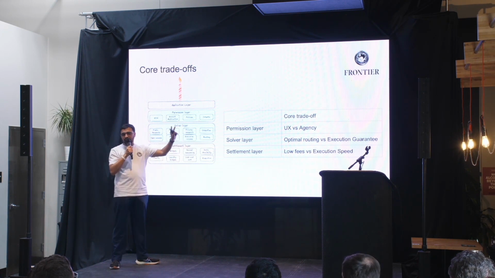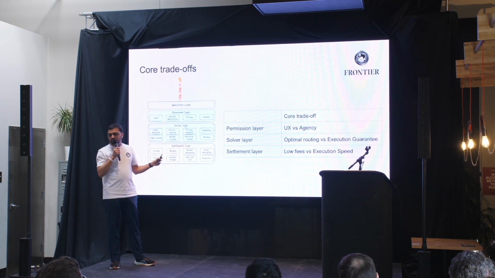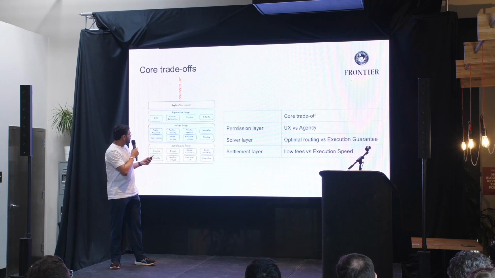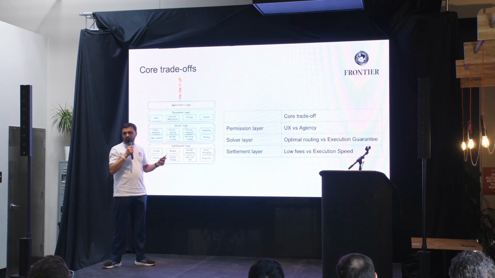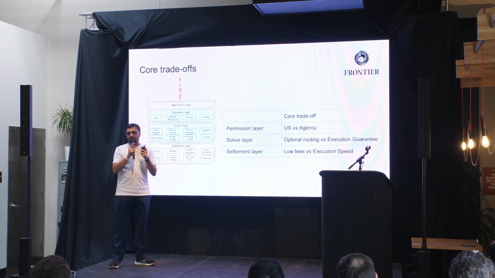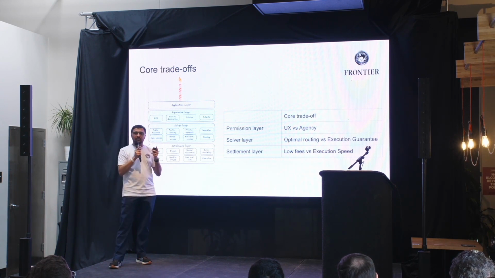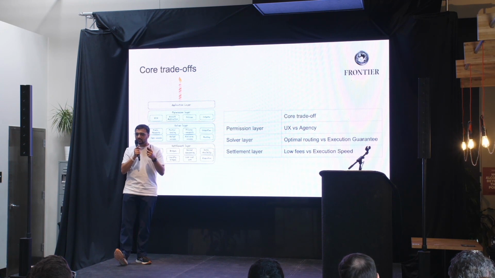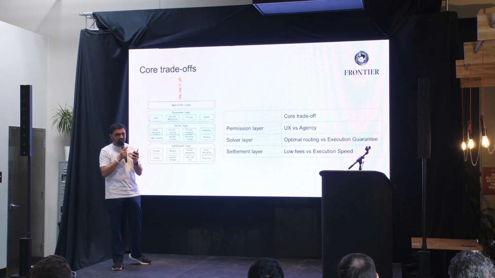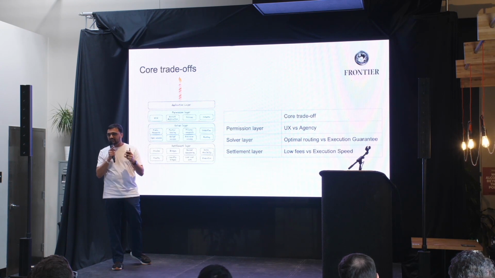The third trade-off is in the settlement layer, which is between low fees and execution speed. When you are trying to settle these transactions, you need to somehow communicate between these two chains, and you will need to wait for finality. If the finality is on Bitcoin, you would need to wait a certain number of blocks, and that can take something like an hour. So if you want low fees, you would basically use the ecosystem aligned finality.